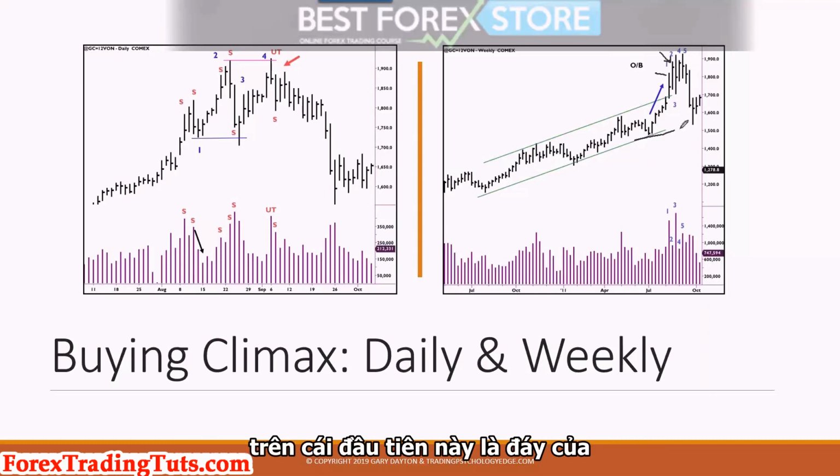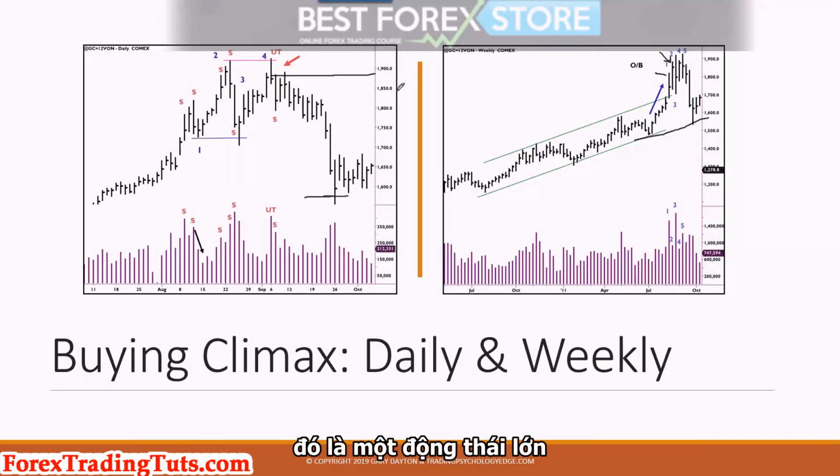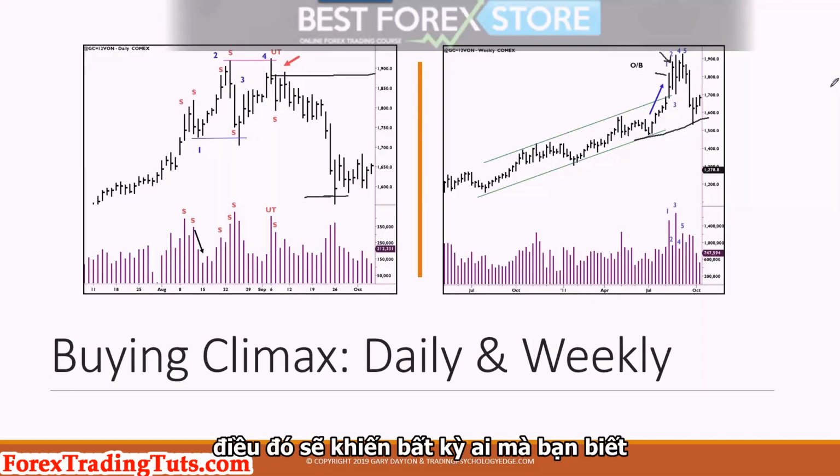The target on this initial one was the bottom of this trend channel, and that's where it went here. But look at that move. That's a huge move in this market. Almost 400 points. That's big. One contract would have made your decade, I think, on that trade.